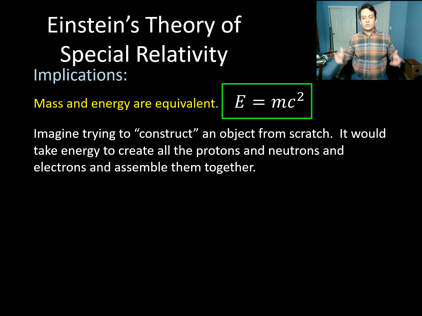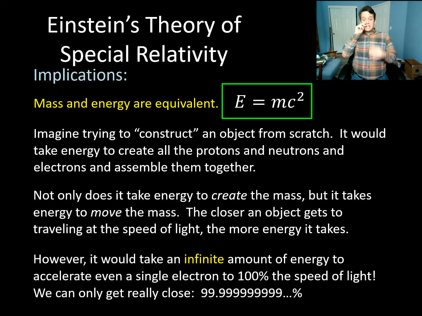And so if you imagine trying to construct an object from scratch, so you have nothing and now you want to build something up, whether it's a molecule or even just an atom or a baseball. It would take energy to create all the protons and neutrons and all the electrons and put them together. How much energy is given by E equals mc squared. But not only does it take energy to create the mass, it takes energy to move that mass, or more properly, to accelerate the mass.